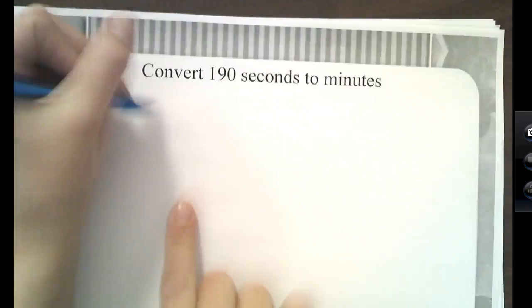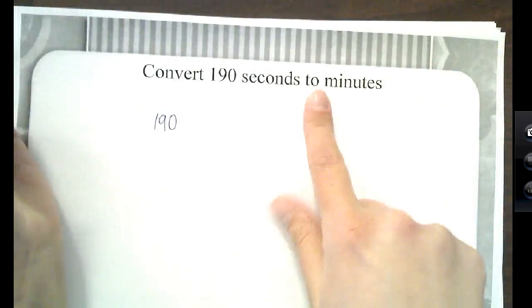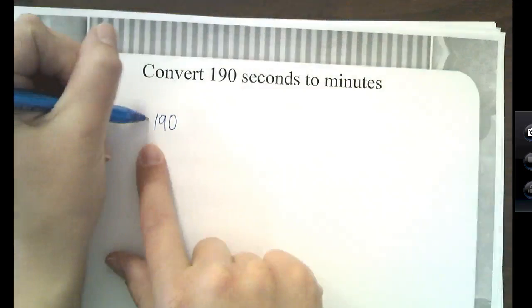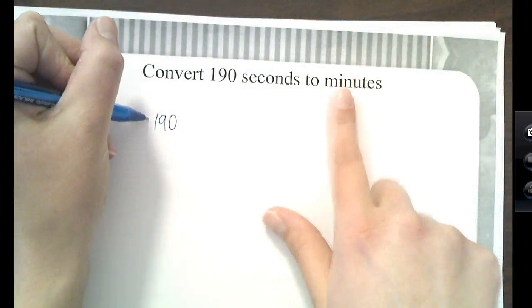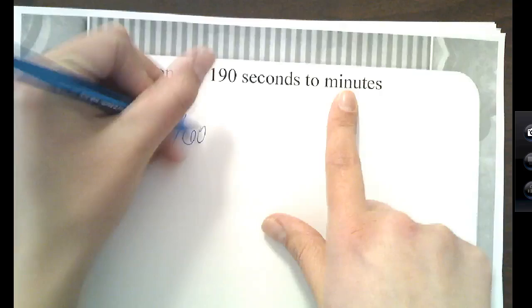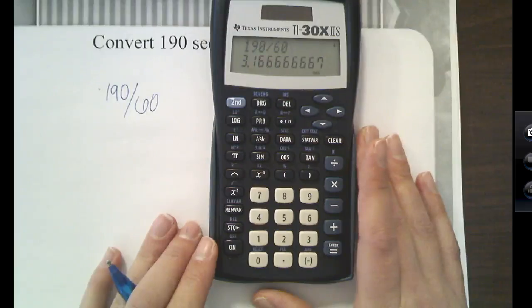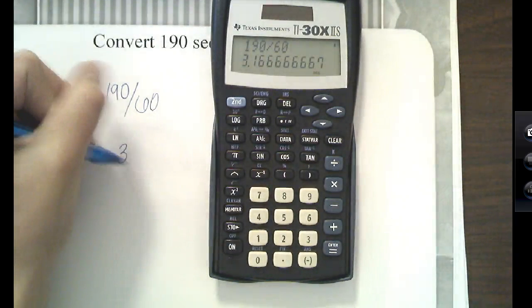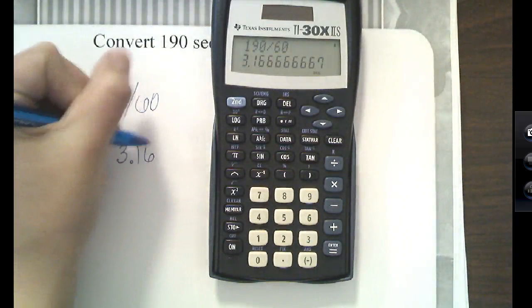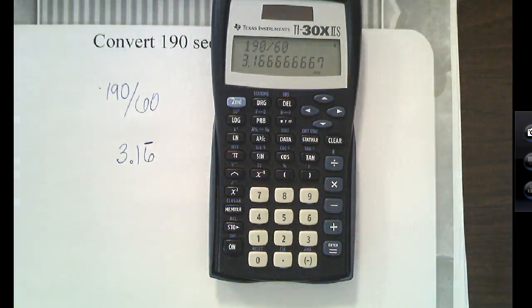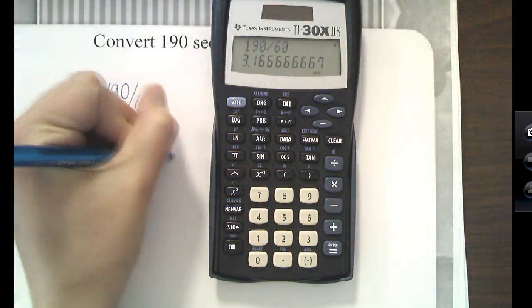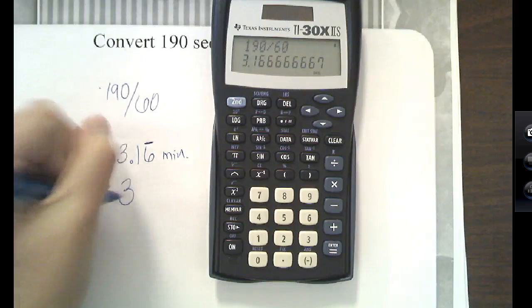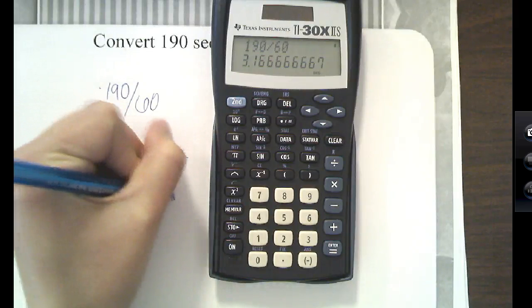All right, voices off. So for this question here, we have 190 seconds. We want to convert it to minutes. So we're going to start with 190. Since there are 60 seconds in a minute, we're going to divide by 60. Now, some people gave me a decimal answer. When you divide, they got 3.1666, with the 6 repeating, of a minute. Some people did it as a fraction, and I believe that was 1/6, correct?